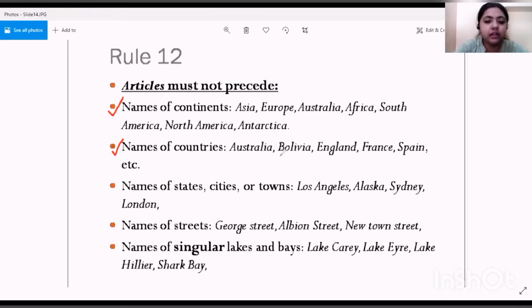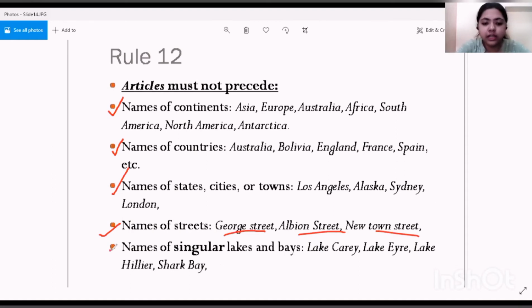But yes, when you see cases like United States of America, United Kingdom, or the Republic of China, at those places we use the definite article the, but not where the single names of the countries are there. Then names of states, cities, or towns are also not preceded by any article. Names of streets are not preceded by any article either: George Street, Albion Street, Newtown Street.